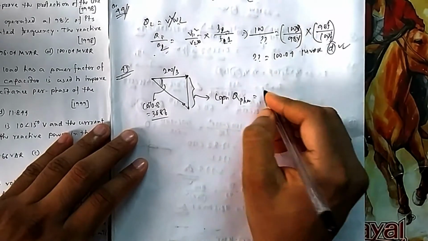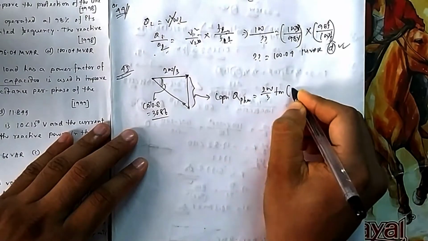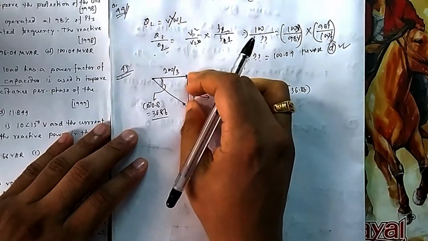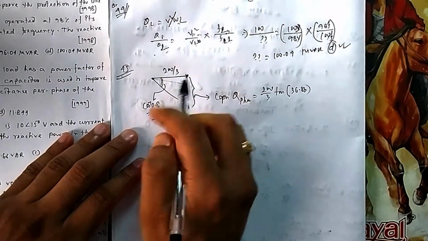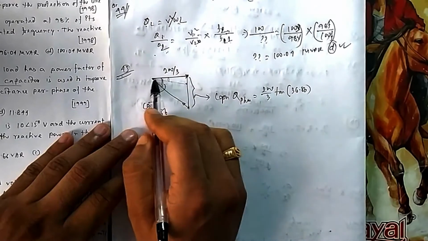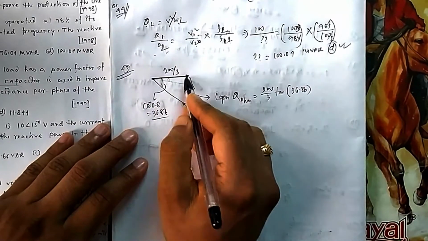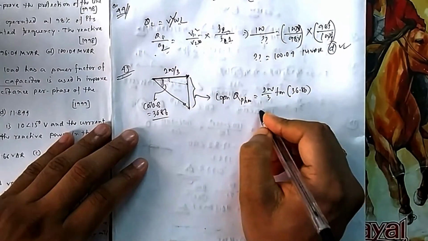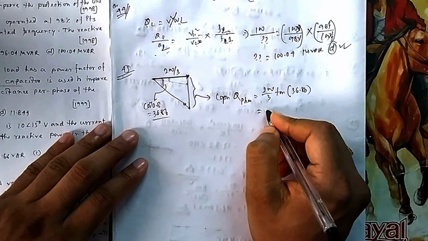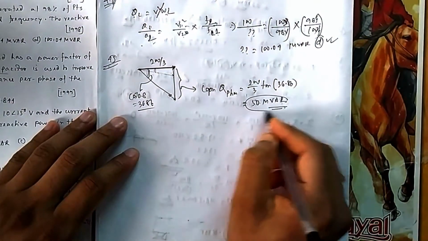If you calculate it per phase, this is nothing but 200 by 3 times tan 36.86. You want to compensate exactly the whole thing. In earlier questions we compensated only up to a certain power factor, but here you need unity power factor, because unity means the angle should be 0. So the entire Q should be compensated. This much should come from the capacitor, and if you calculate, it will be around 50 MVAr. Now this is the per phase value.